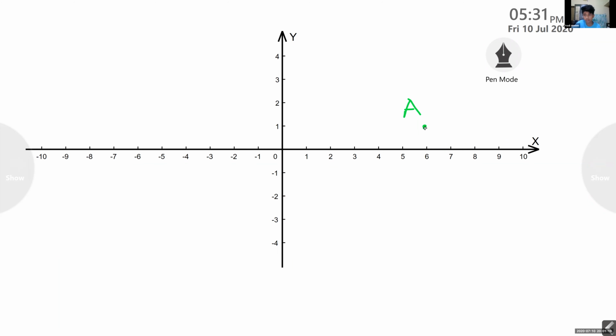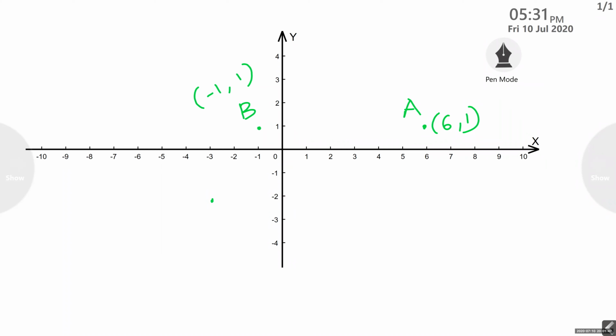6 and 1. X and Y. 6, 1. Okay, 6, 1. Very good, very good. Okay. So next person is Melvin. Melvin, B. Can you tell the coordinate of this point? B. Can you see that? Negative 1 and 1. Very good. Negative 1 and 1. Okay.